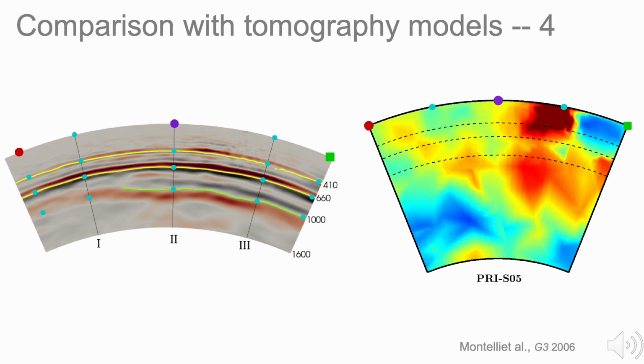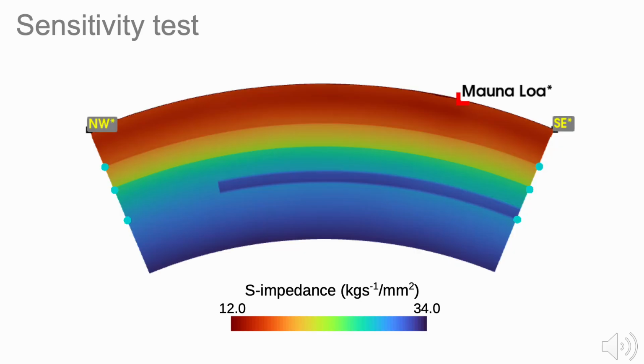The final comparison was made with the Princeton SO5 model. There seem to be some plume tops at around 1000 km depth, but the resolution is too low to make a fair comparison. We continued with some synthetic model tests.